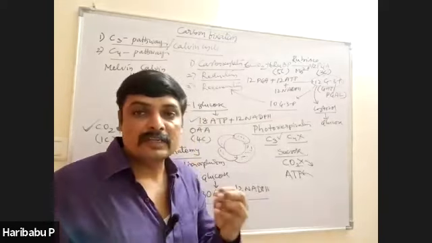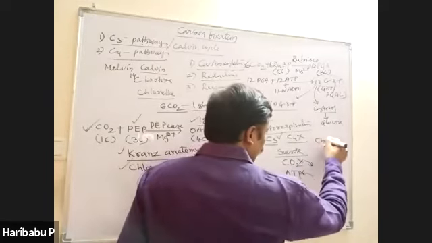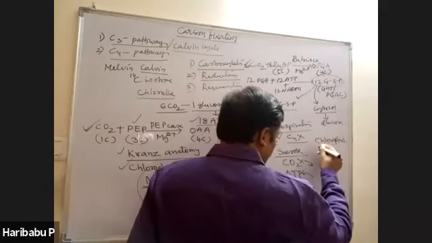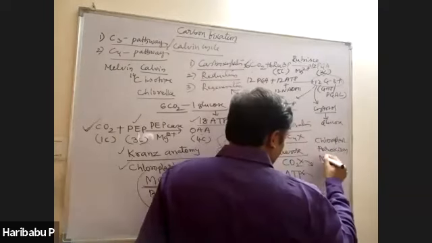Photorespiration involves 3 cell organelles, namely chloroplast, peroxisomes, and mitochondria.